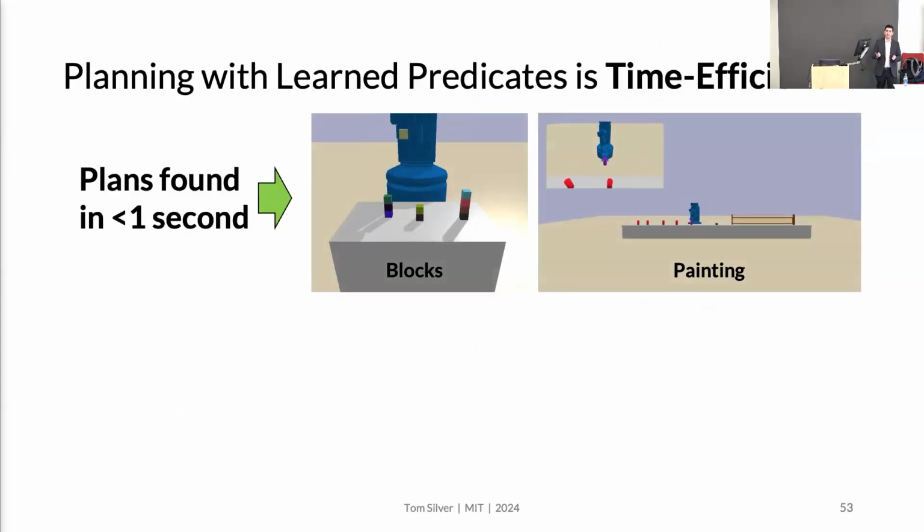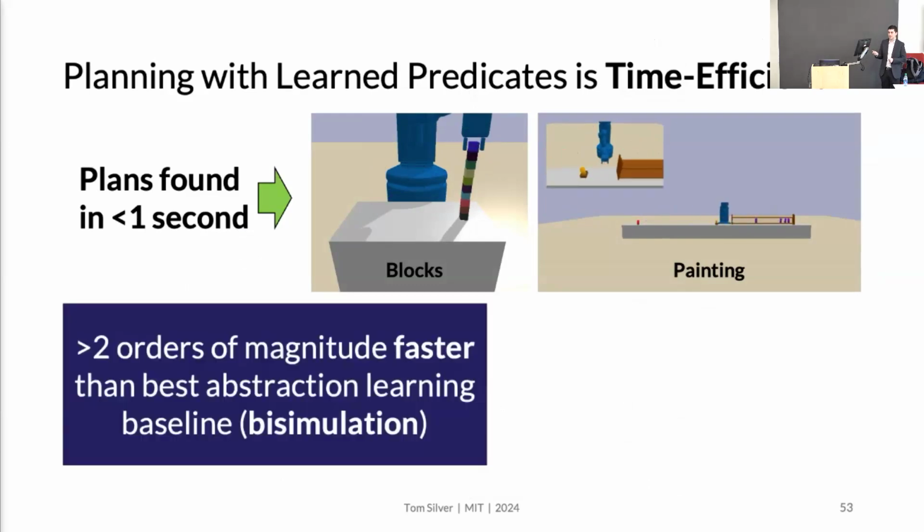We also see that planning with predicates that we learn is very time efficient, especially when we're talking about planning on problems that are much larger, longer horizon, with more objects than what was seen in the demonstrations. So these are plans found with learned predicates in block stacking and a sort of painting domain. And these are much more objects than were shown in the demonstration.